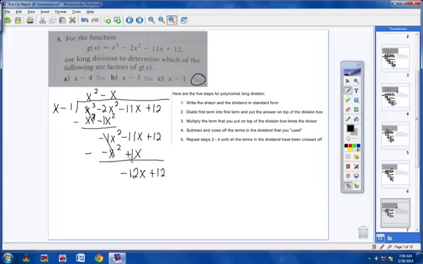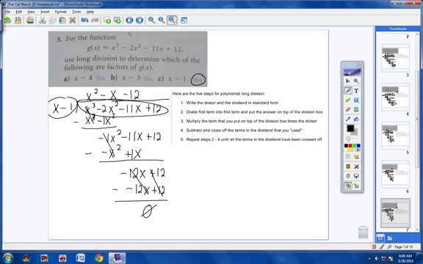And then x goes into negative 12x, negative 12 times x, negative 12x. And negative 12 times negative 1 is a positive 12. If you subtract those, negative 12 minus a negative 12, they cancel, and 12 minus 12, they cancel. So yes, x minus 1 is a factor of this expression.